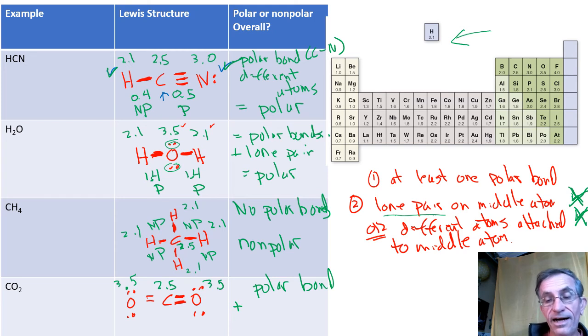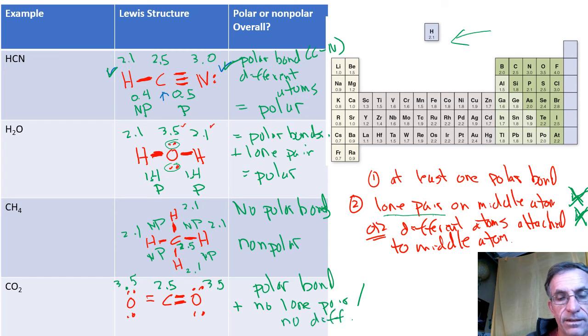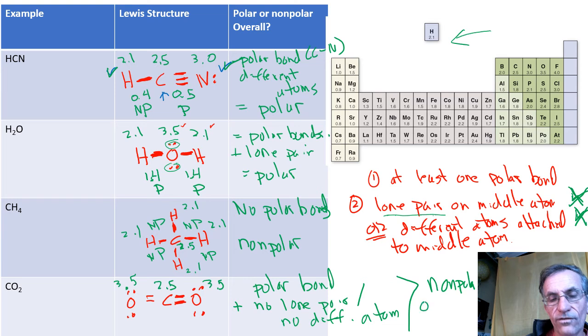So polar bonds, yeah, found polar bonds, but no lone pair, no different atoms. What does that mean? Well, this means that it's going to be nonpolar. Oh, I'm running out of room. Nonpolar overall. So because, yeah, we found the first thing, but we couldn't find the other stuff. We couldn't find the lone pair or different atoms. So these are really the 4 possibilities you're going to run across.